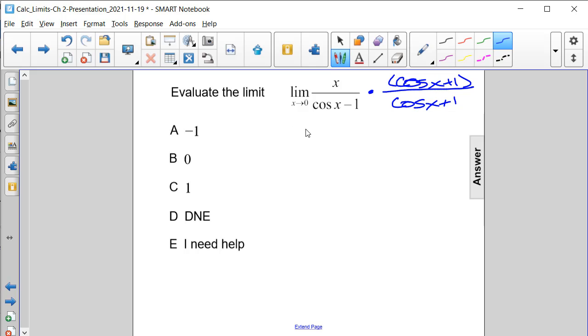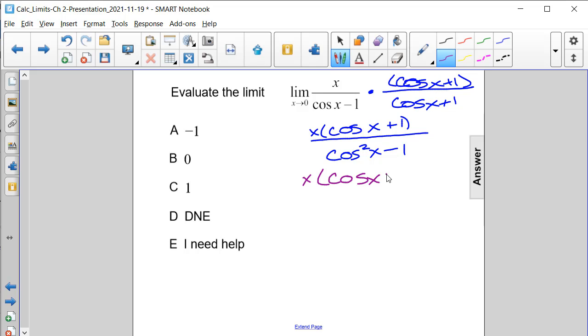And when we do that, we will end up getting x times the cosine of x plus 1 all over cosine squared of x minus 1. And we know that cosine squared of x minus 1 is equal to negative sine squared of x. So the numerator will stay the same, but then the denominator will become negative sine squared of x.